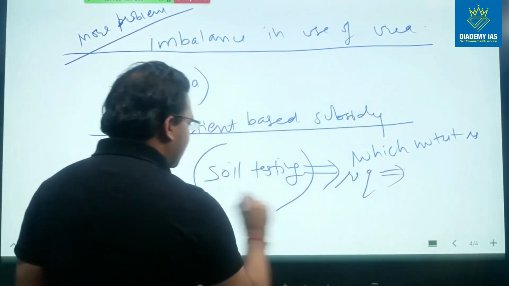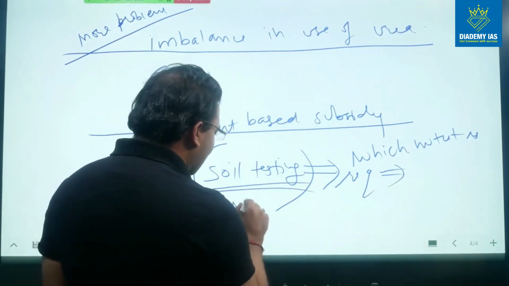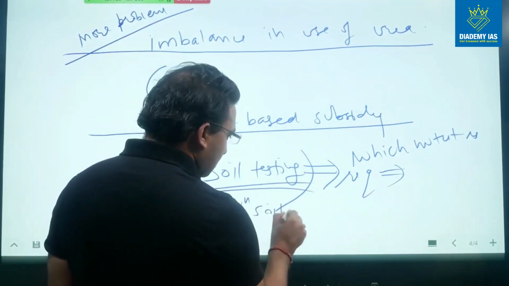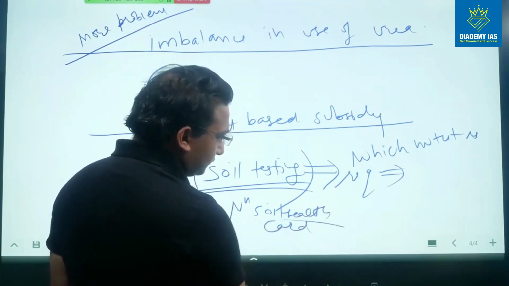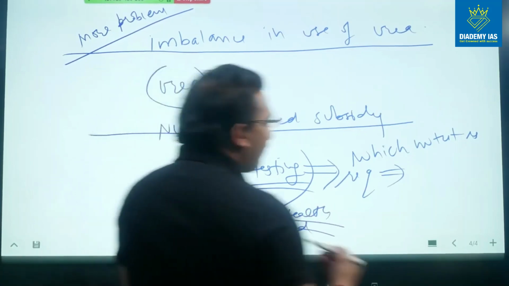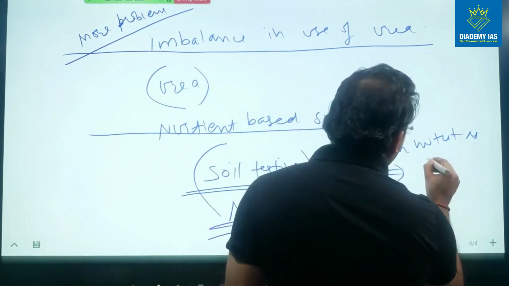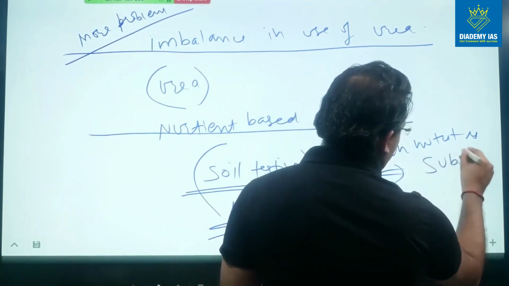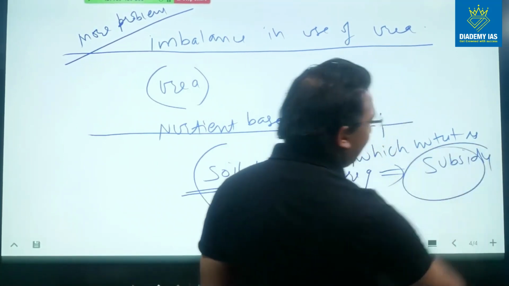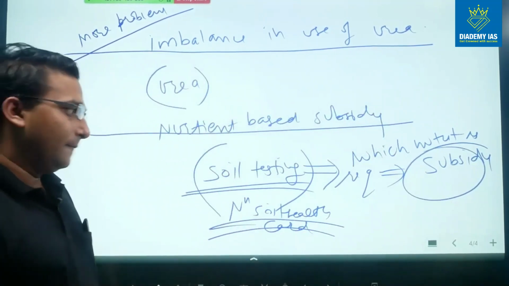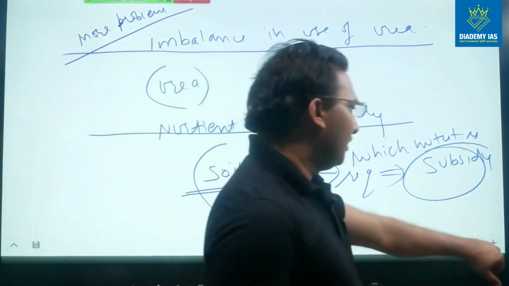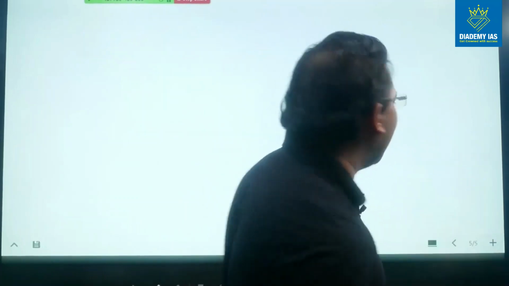And for this testing there was the National Soil Health Card which was introduced. Based upon the nutrient requirement, the farmer will be given the subsidy, or the farmer will be allowed the subsidy. So this is called nutrient based subsidy. Now there is one more problem which started.